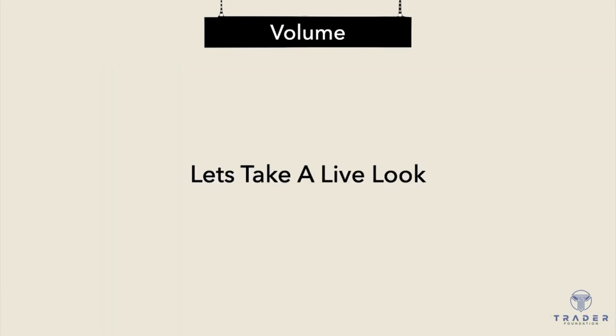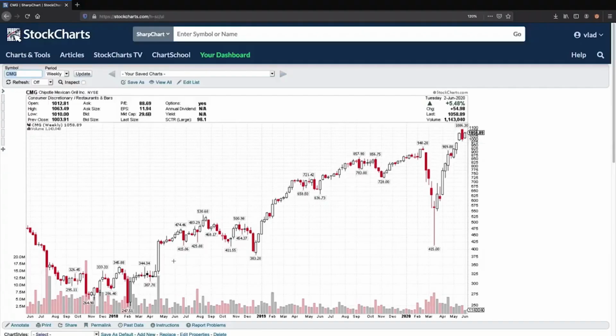So let's take a live look at volume. Here we have a chart of CMG, Chipotle Mexican Grill. And what you could see here is there's a stock going in one direction, and there's lines on the bottom. These are what you know as volume lines. So let's take a look at a couple of them.